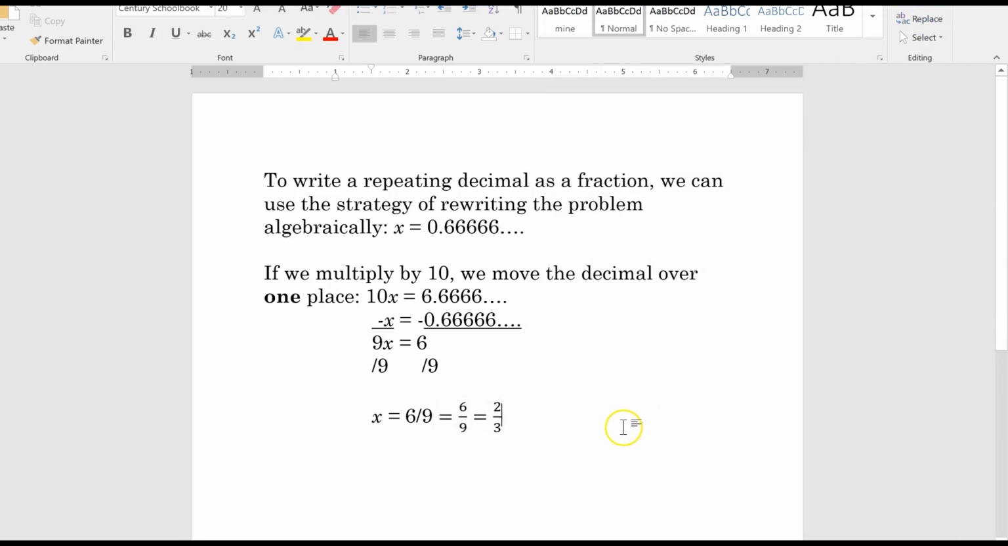All right, let's try another example. Now, any kind of repeat works here. So what I'm going to do is I'm going to change this repeat to 1 6 1 6 1 6 1 6, right? Slightly different kind of repeat, right? If I multiply by 10, we move the decimal over one place, so it looks like this.